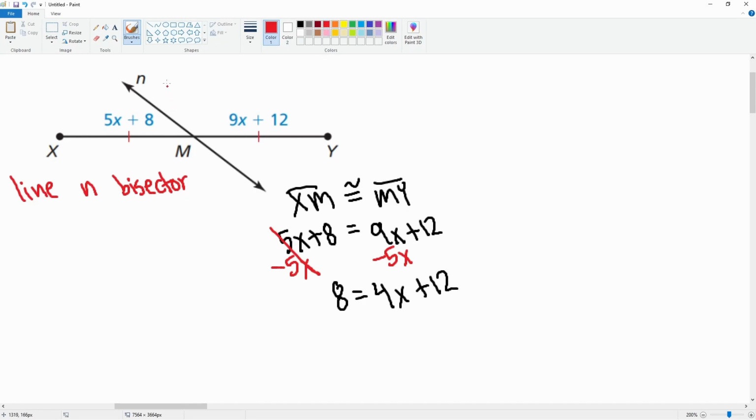Now we want to get rid of the constant, so we're going to subtract 12 to both sides. This is going to get you what? We have 8 minus 12, 8, 9, 10, 11, 12, negative 4. Bring down the 4x. This cancels because it makes the number 0. Now we're going to divide by 4 to both sides. We can now get that x is equal to negative 1.